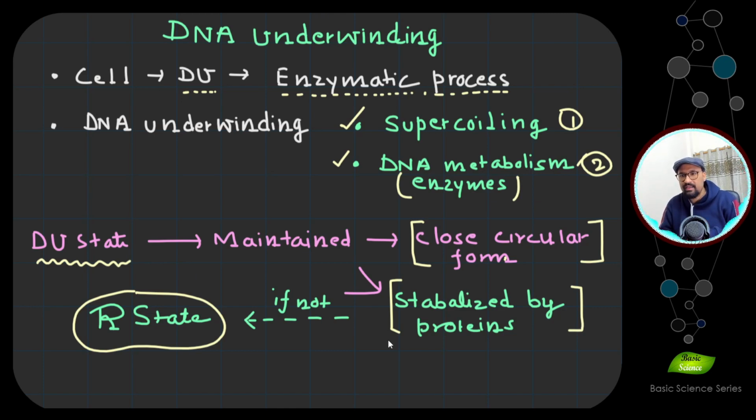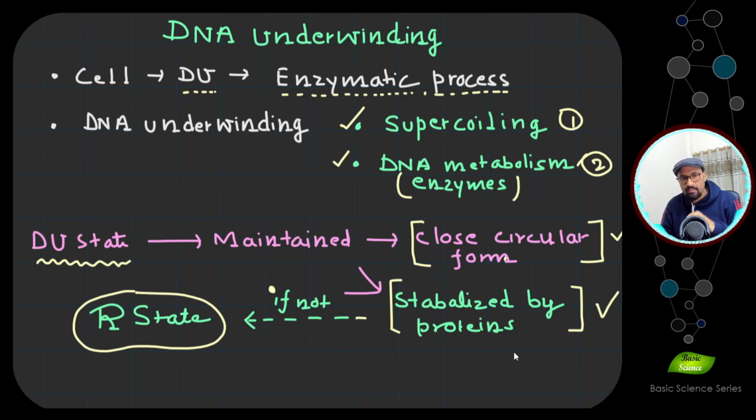And how will it be maintained? Either that particular DNA molecule needs to change into a closed circular form. If the DNA is in the circular relaxed form, it will change its conformation to closed circular form, or it will be stabilized by the protein. If it is not stabilized by the protein, if it is not taking the closed circular form, maybe there is a nick in the DNA molecule. What will happen? Immediately, that strain is going to help the molecule go back to the relaxed state. So proteins are important in this case, as you can see.